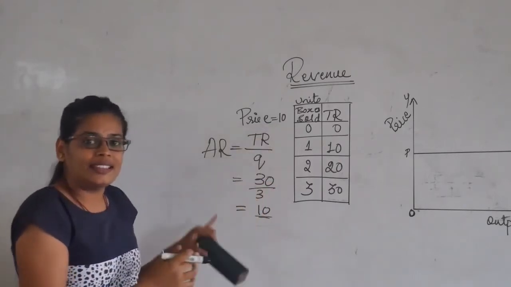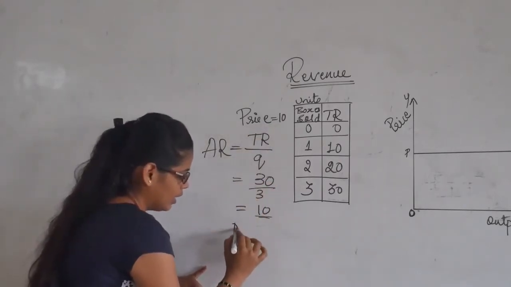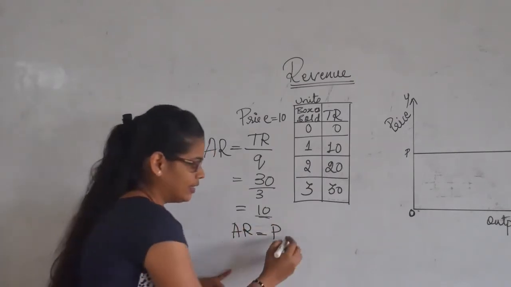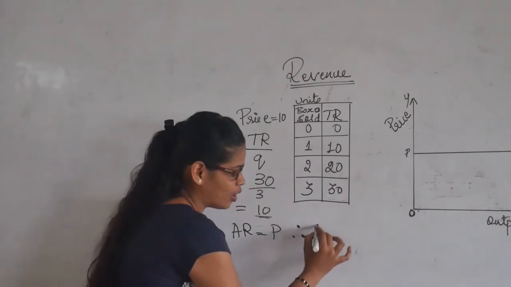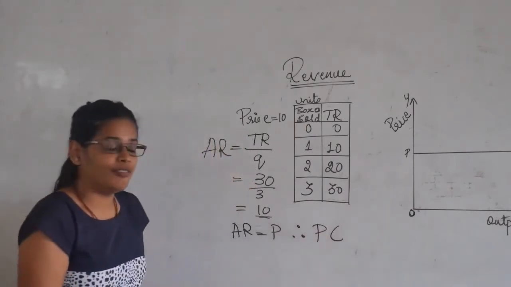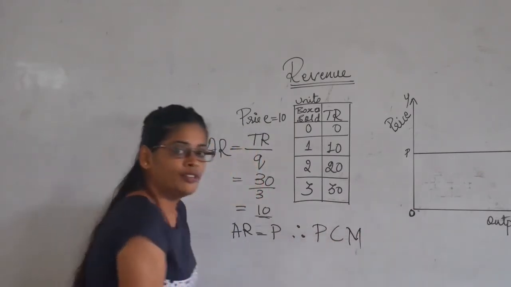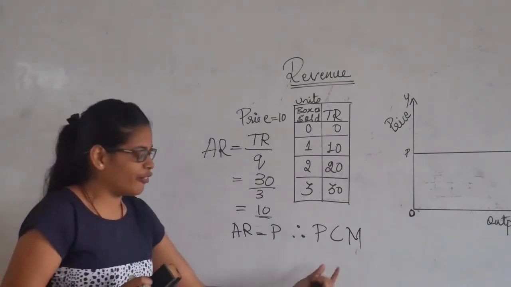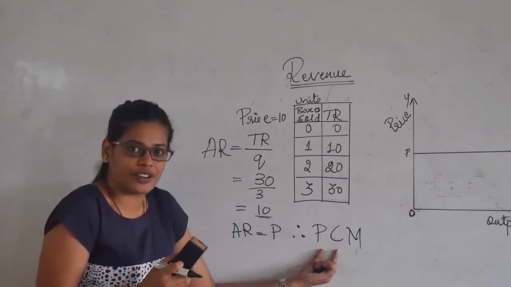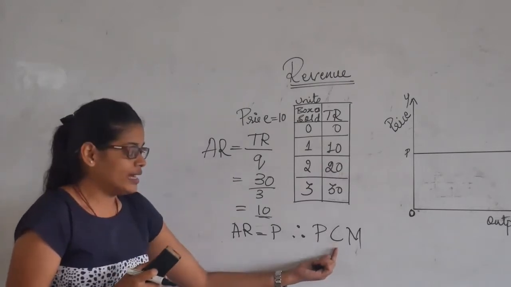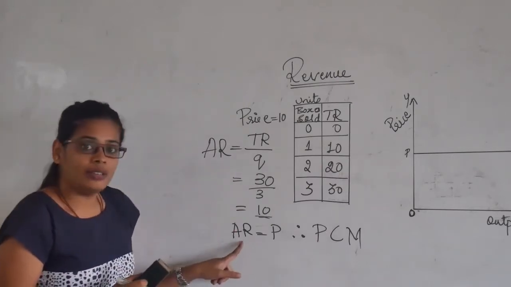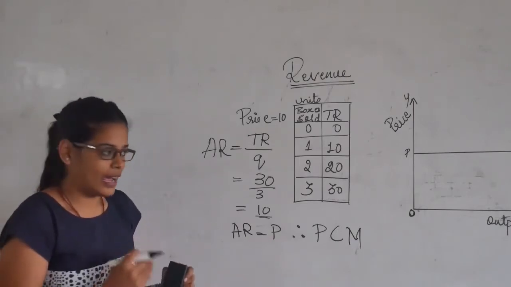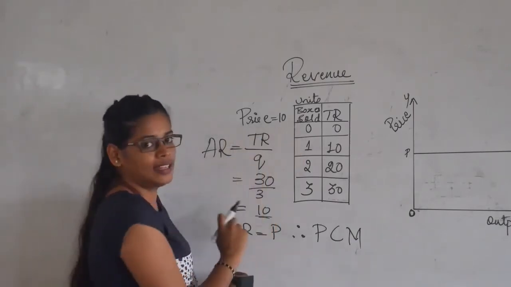Why we are getting this is because AR is equal to P now, right? So this is only in the case of a perfect competitive market. Why? Because we have set assumptions before discussing this perfect competition, right? So that's the reason here the average revenue is equal to the price, which we have quoted as 10.